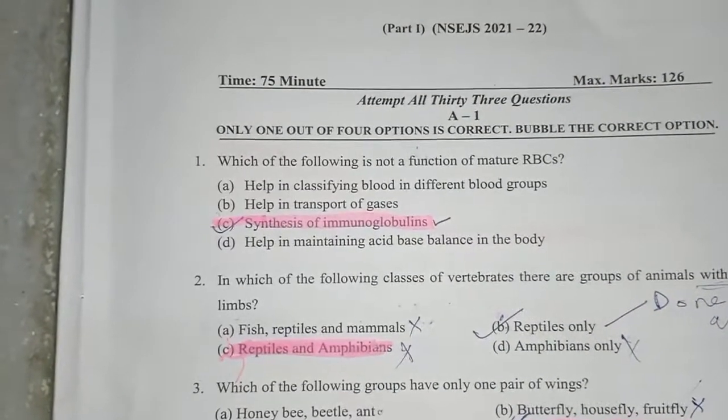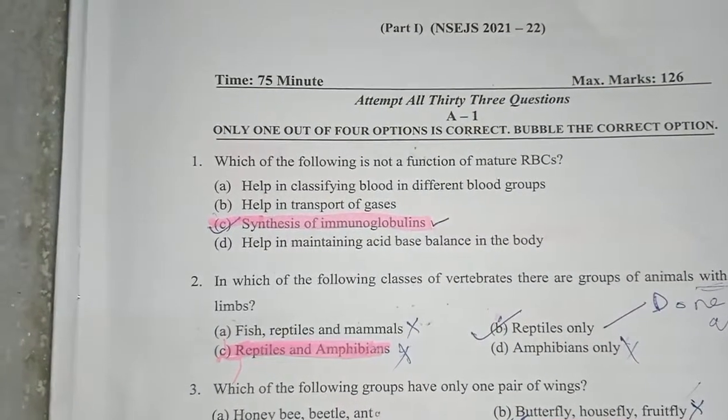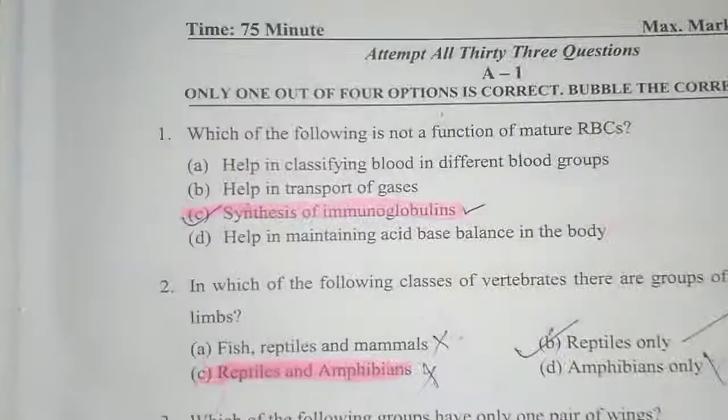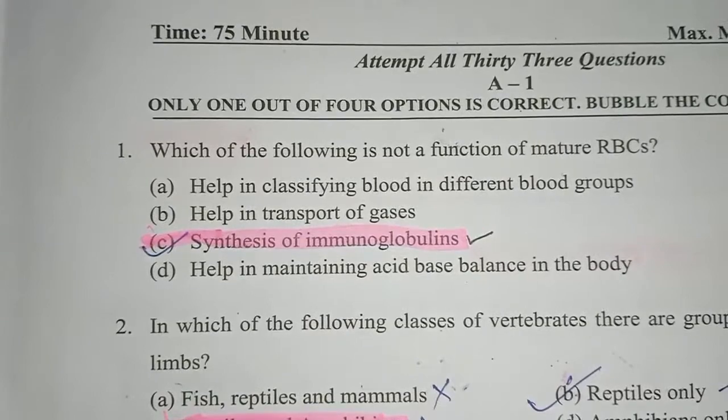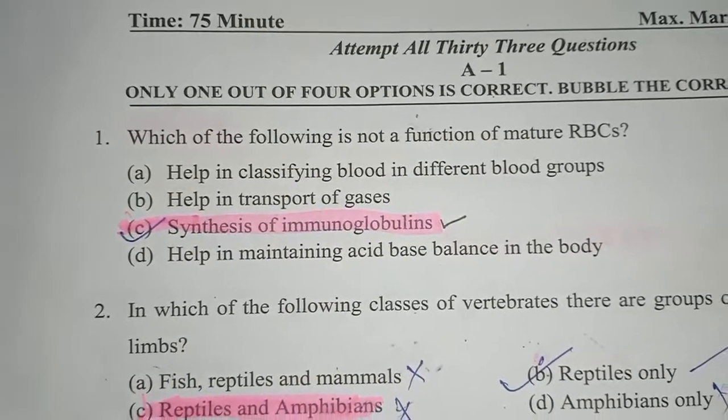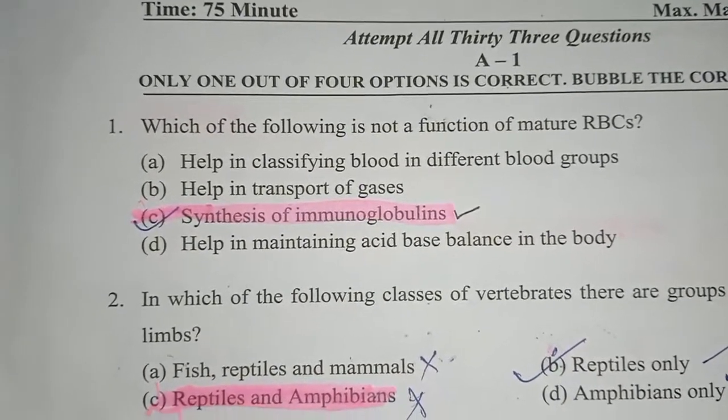First option is help in classifying blood in different blood groups. Second is help in transport of gases. Third is synthesis of immunoglobulins. Fourth is help in maintaining acid-base balance in body. So the correct option is option number C.